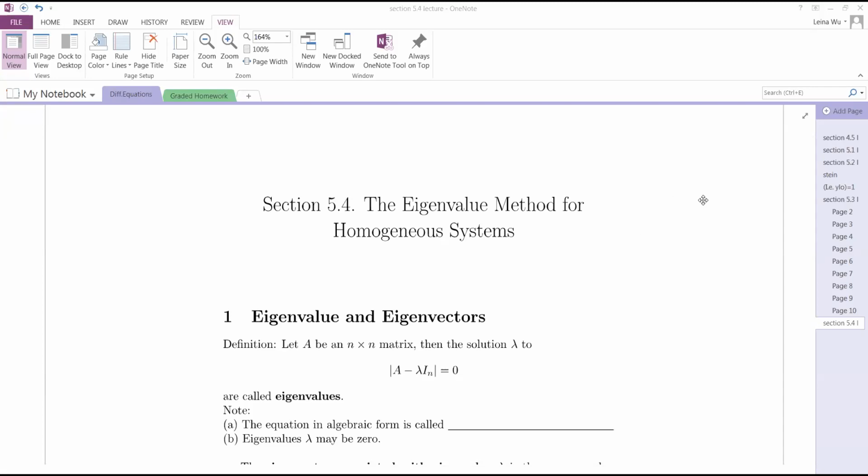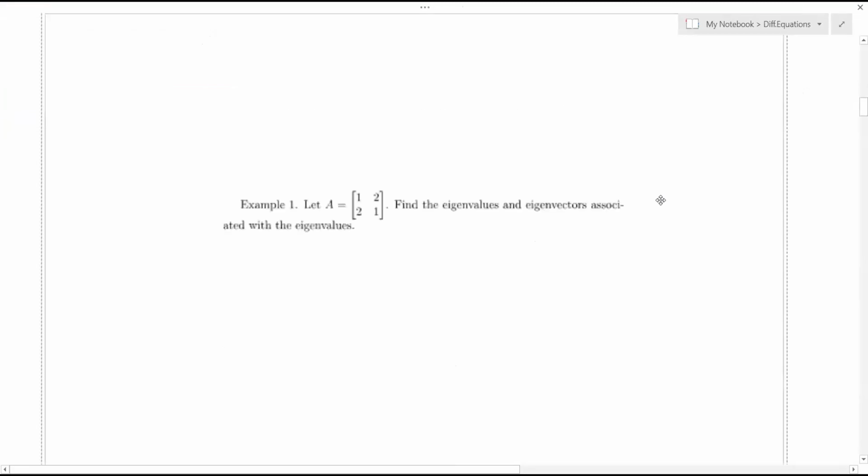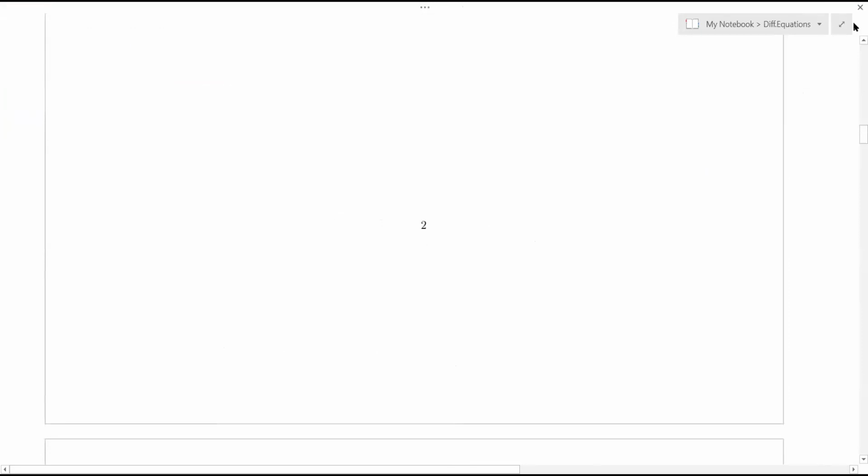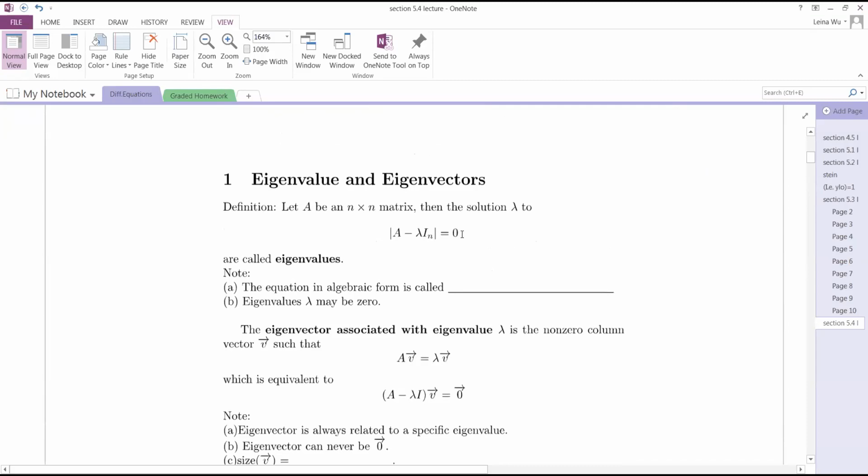So we're going to talk about this new section 5.4, the eigenvalue method for homogeneous systems. For those of you who've already taken linear algebra, you know what the eigenvalue is, right? Eigenvalue is associated with eigenvector, okay? And in linear algebra, we didn't talk too much about its application. In differential equations, you can see its application here. It can be used to solve systems of differential equations.